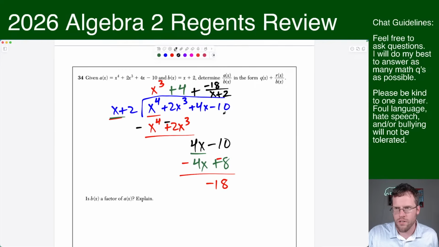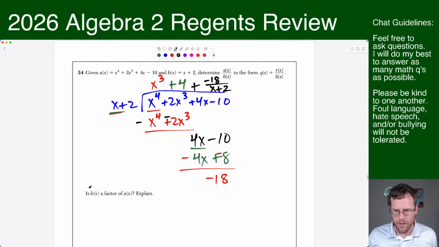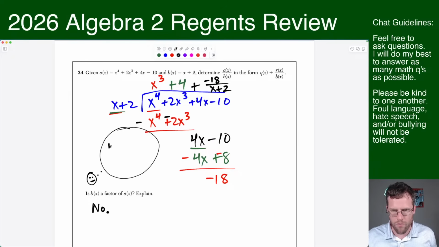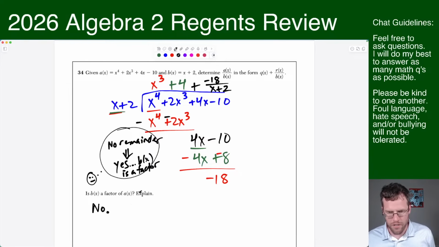But now the question is, is b of x a factor of a of x? So I'm going to say no. It's not, because in order for b of x to be a factor of a of x, b of x would have to divide a of x evenly with no remainder. Okay, so no remainder, if no remainder, that would tell us then, yes. That would mean yes, b of x is a factor. But that's not what happened here. We have a remainder of negative 18. So I would say no.